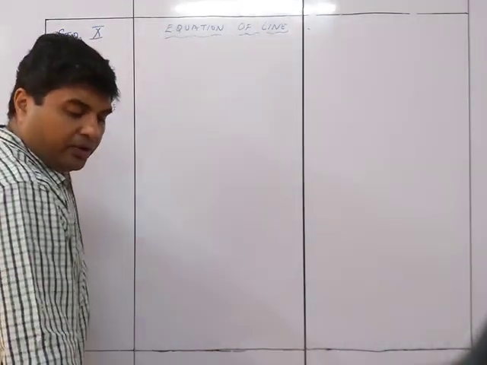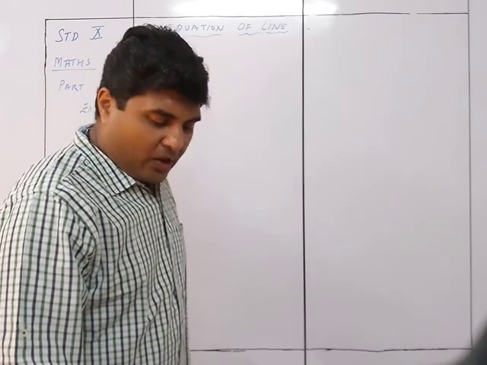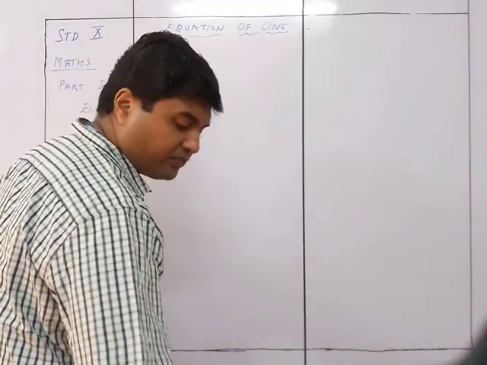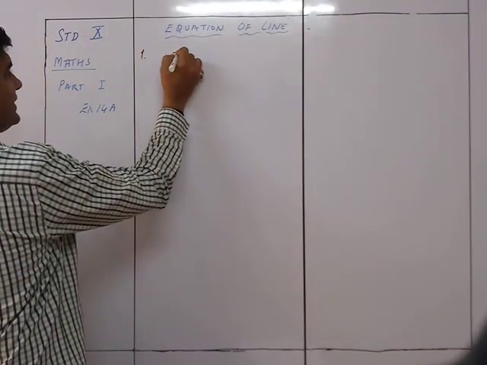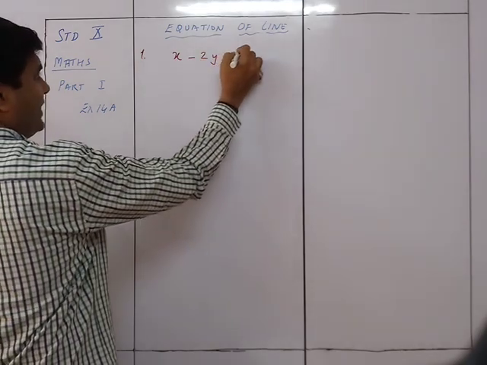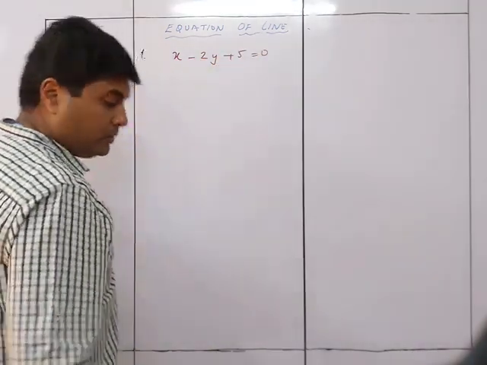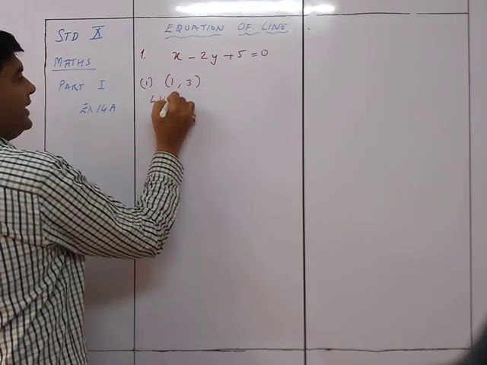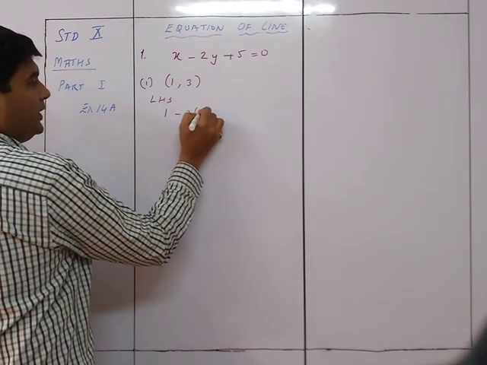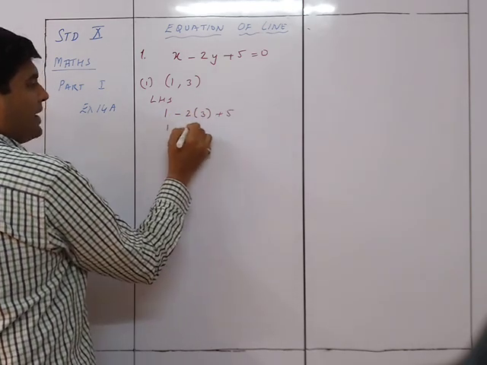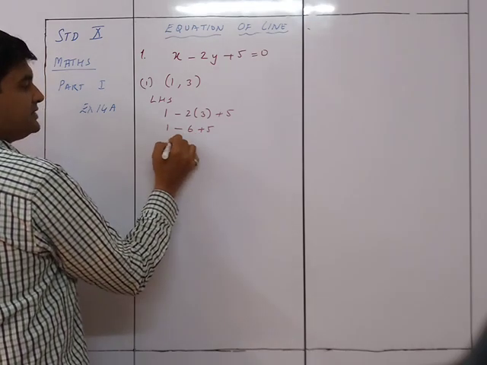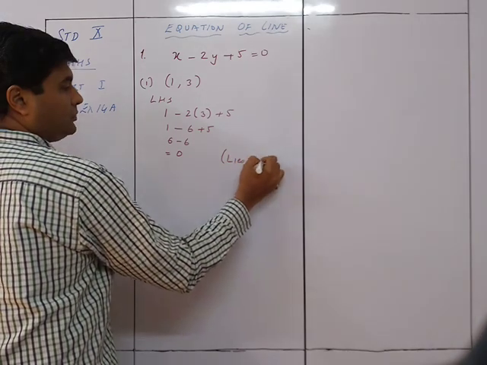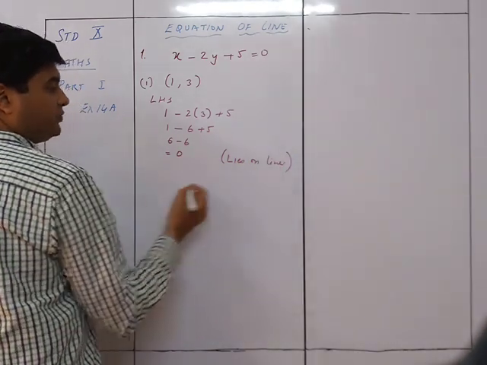Exercise 14a. Find which of the following points lie on the line x minus 2y plus 5. So we'll do the alternate sums from the first one. We're given the equation x minus 2y plus 5 is equal to 0. The first point is given as (1, 3). Taking the LHS, it is 1 minus 2 into 3 plus 5. So 1 minus 6 plus 5, that is 6 minus 6, which is equal to 0. So hence it lies on the line. Okay, that is the first one.